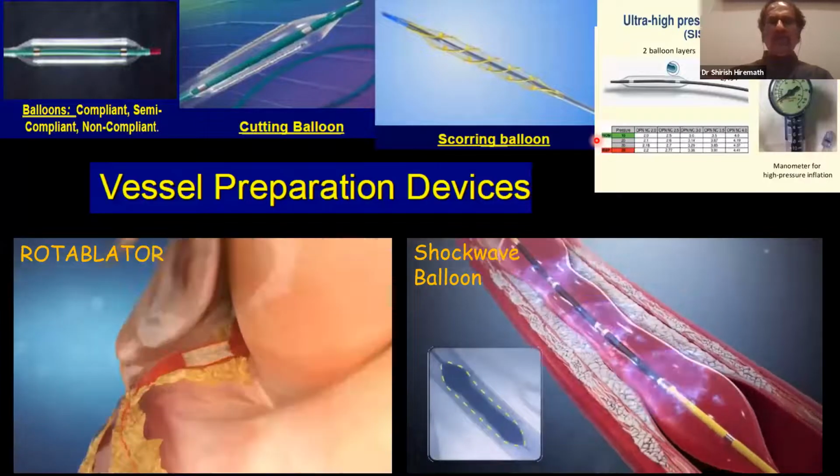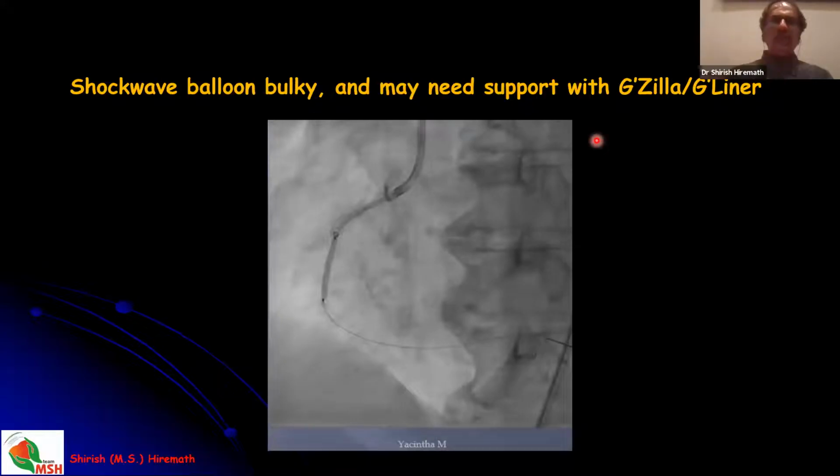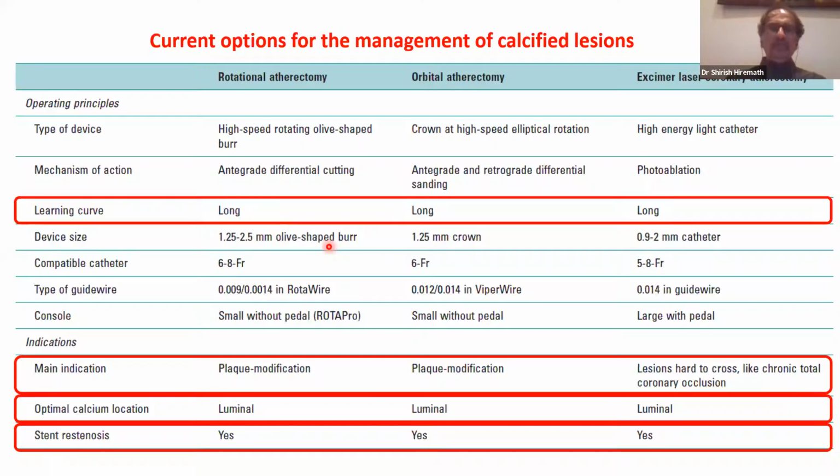So we have already seen this, and this shockwave balloon, like this patient had an RCA lesion, and this shockwave balloon has to pass through. So most of the time, you need to do some pre-dilatation with a conventional balloon, and then take this shockwave balloon, which emits the sound wave, which hits the wall and thus softens the tissue.